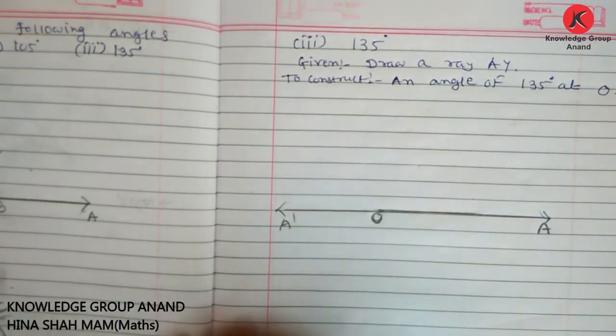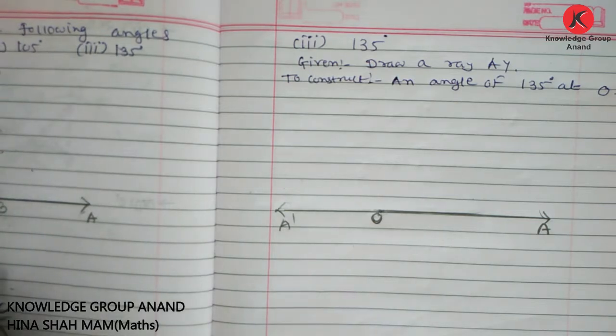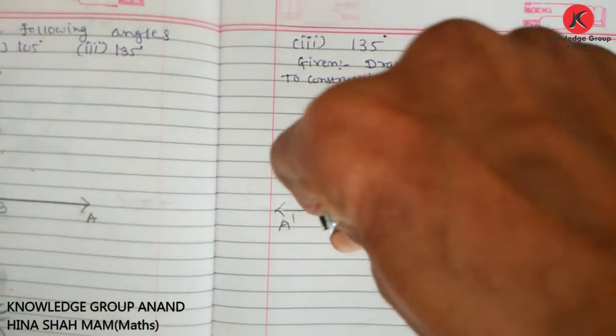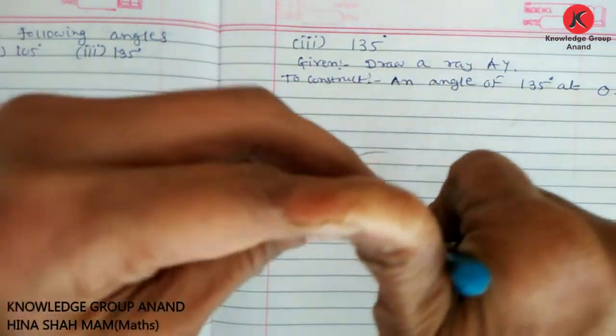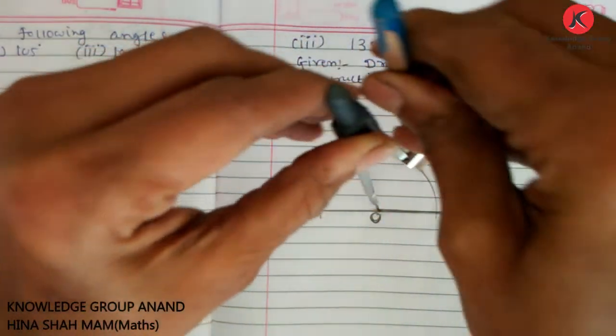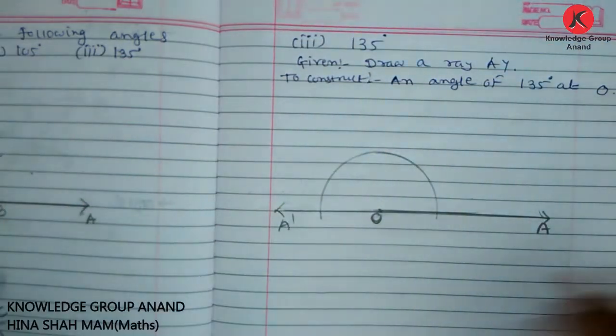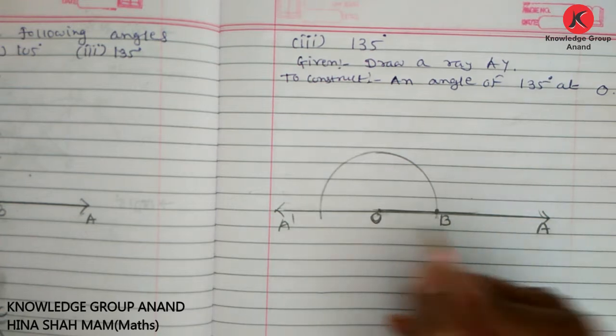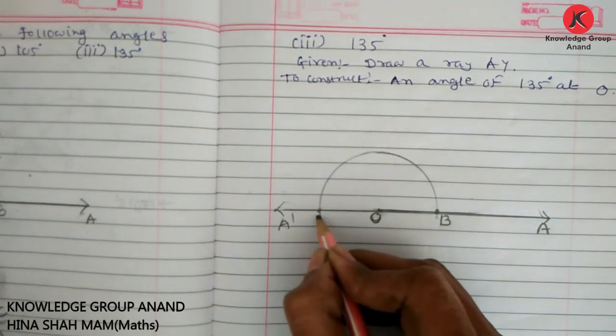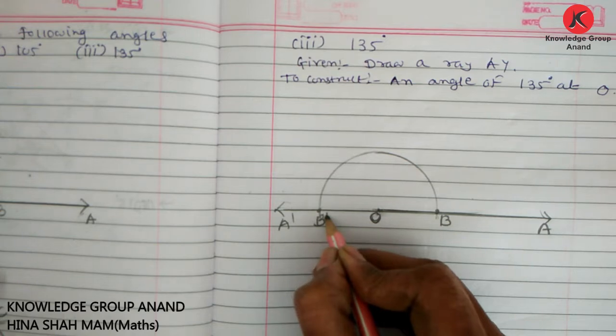OA dash. Taking O as center and some radius, draw an arc of a circle which intersects OA at B and OA dash at B dash.